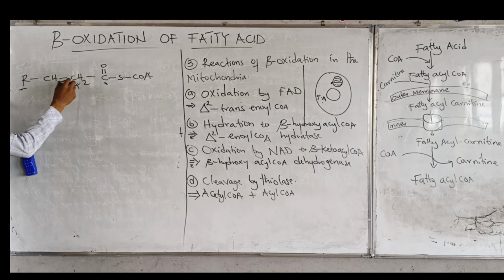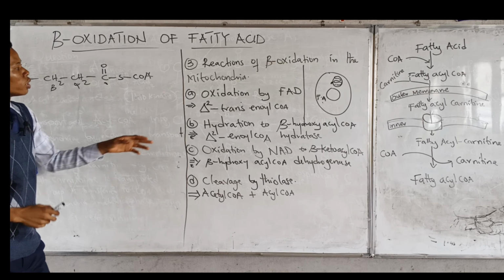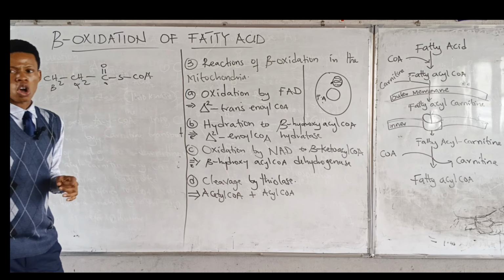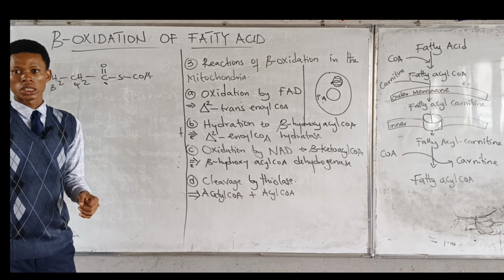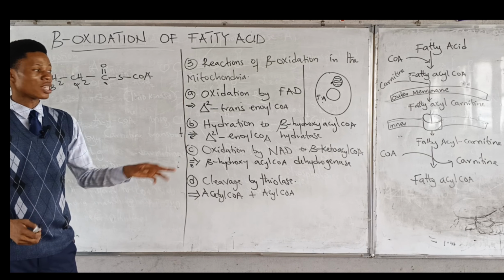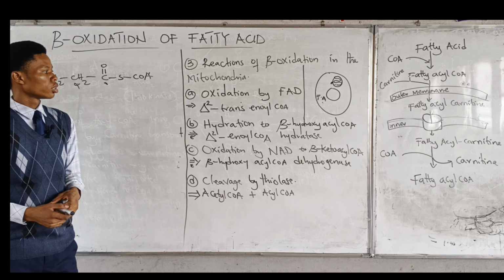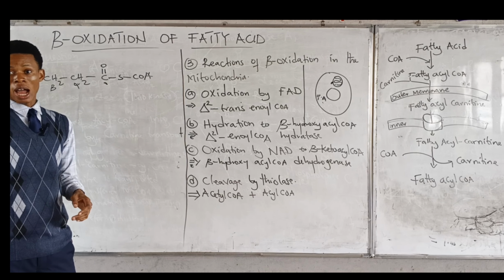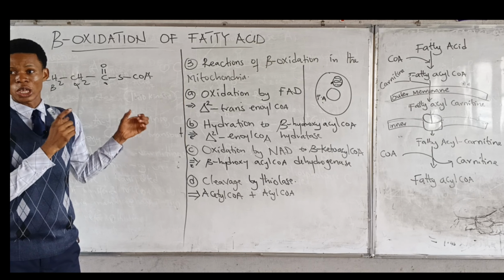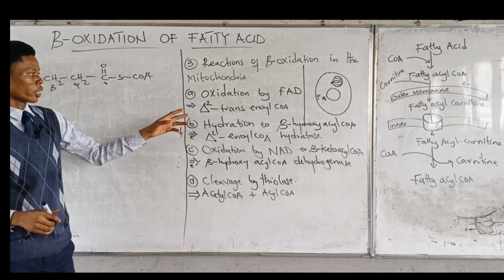The carbon after the functional group is called the what? Alpha carbon. The next one is what? Beta carbon, right? Good. Now, an enzyme called what? What's the name of the enzyme catalyzing this reaction? You'll be the one to tell me the name of the enzyme. Let me explain the reaction and you tell me the name of the enzyme.